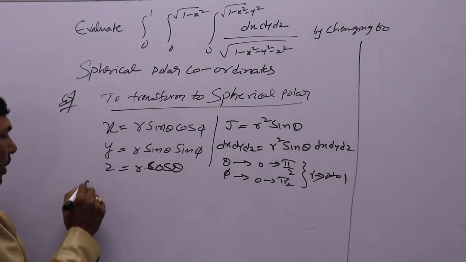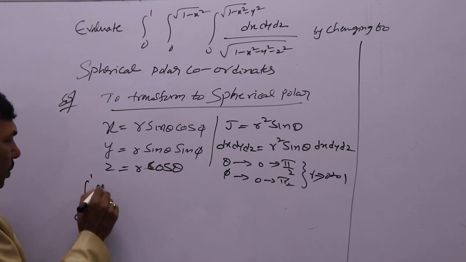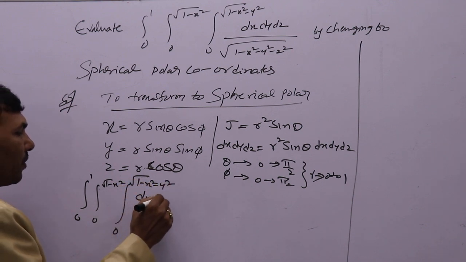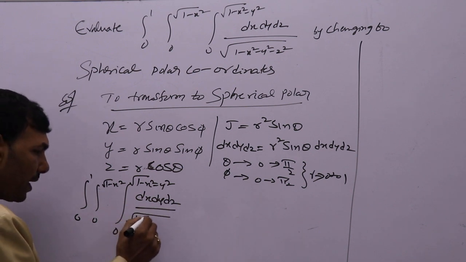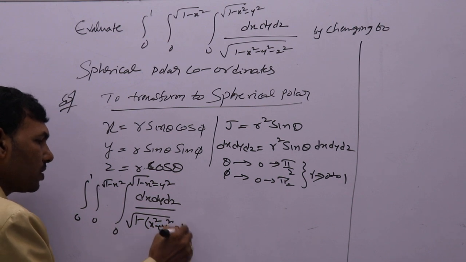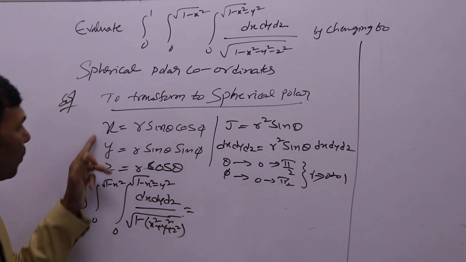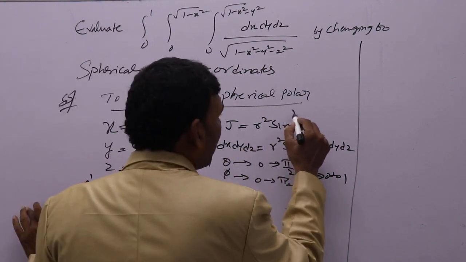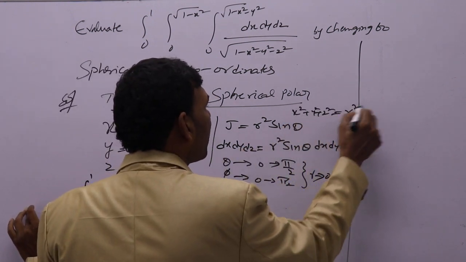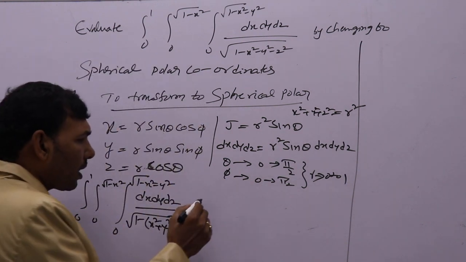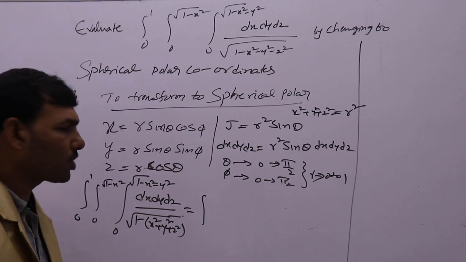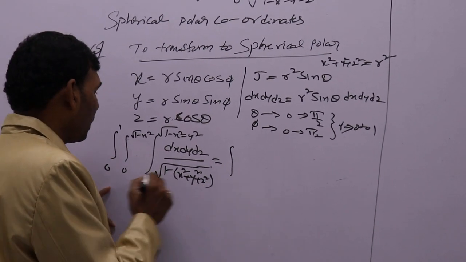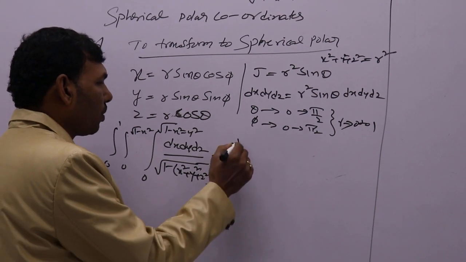For that, what we are doing? Integral 0 to 1, integral 0 to root 1 minus x square, integral 0 to root 1 minus x square minus y square, dx dy dz by root of 1 minus, I am writing this one like this, x square plus y square plus z square. Why am I writing like that? If you write all these substitutions and evaluate this one, that value will be this one. x square plus y square plus z square will be r square. Now write the given limits, but we are going to integrate first with respect to r, that's why I will write the r limits at the end. Here, theta equal to 0 to pi by 2.